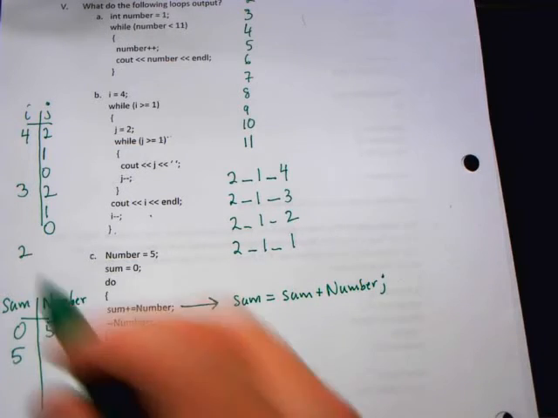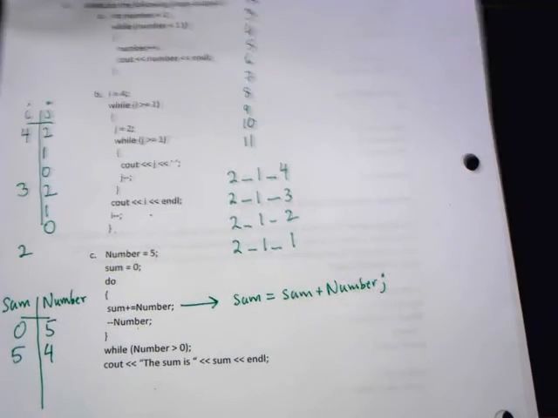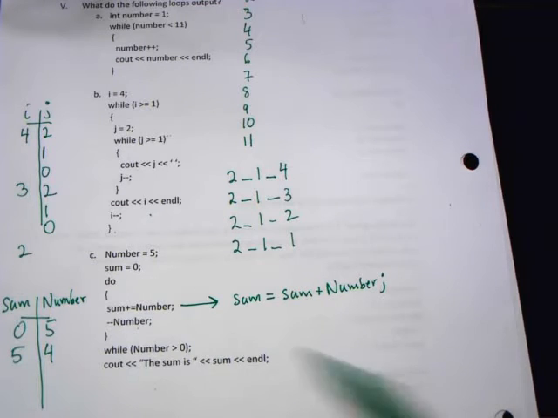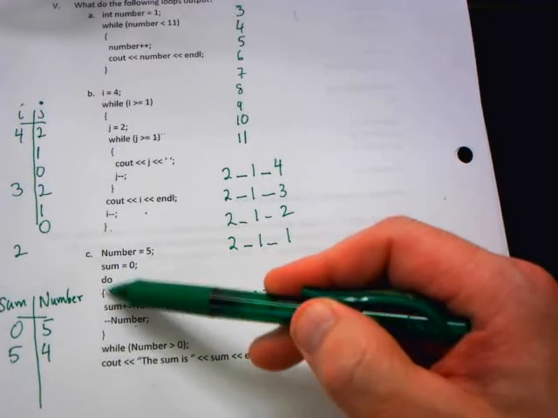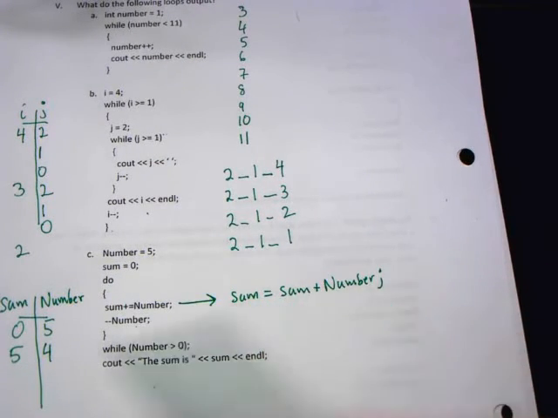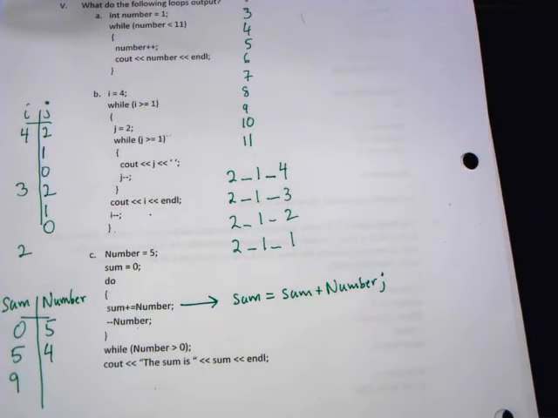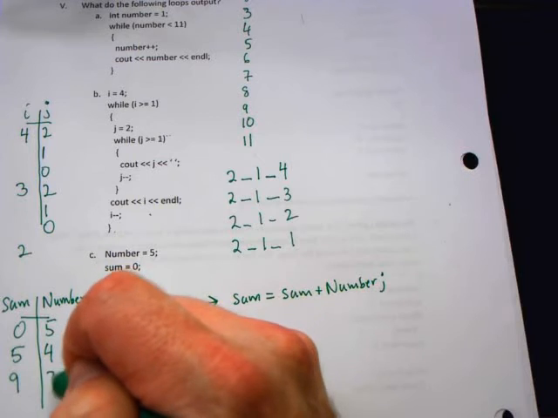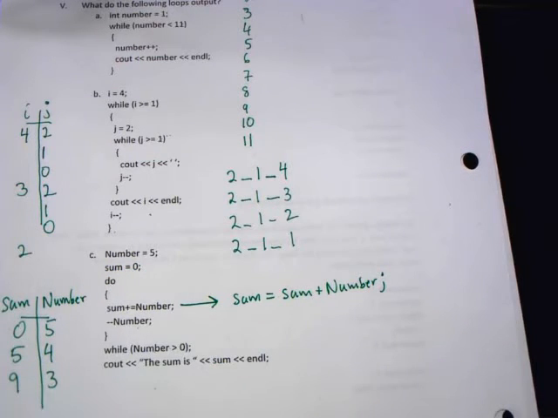All right, so number gets subtracted by 1, so number becomes 4. Is number still bigger than 0? Yes, so I jump back up. I add, sum equals sum plus number, so sum now becomes 9. And we subtract 1 from number, number becomes 3. And then we keep going.